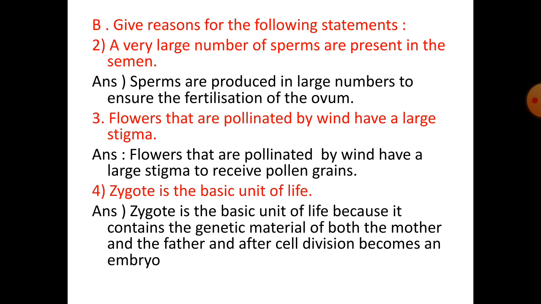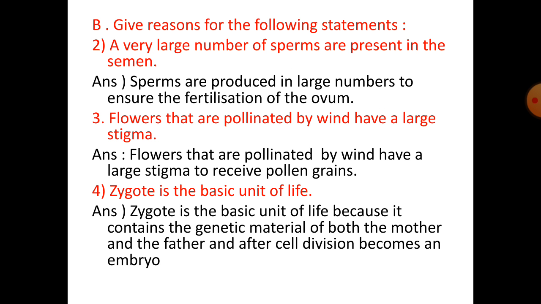Number 2. A very large number of sperms are present in the semen. Sperms are produced in large numbers to ensure the fertilization of the ovum. Flowers that are pollinated by wind have large stigma. Flowers that are pollinated by wind have a large stigma to receive pollen grains.